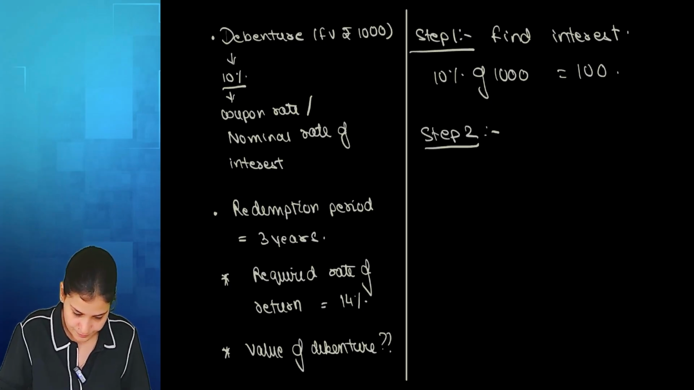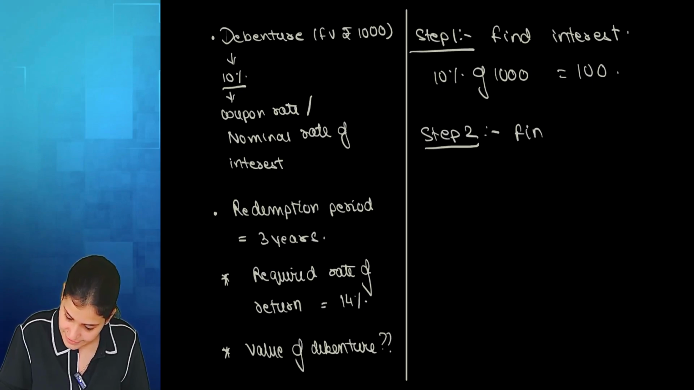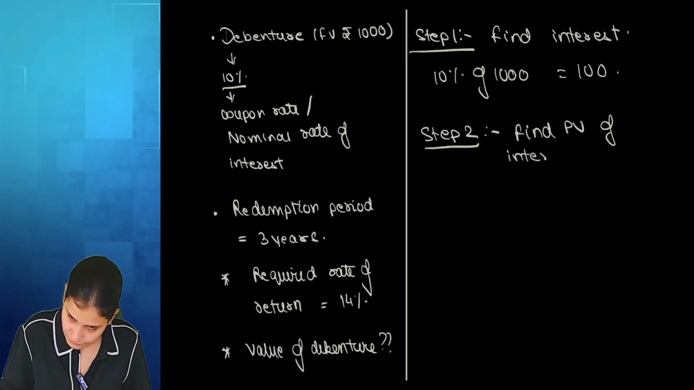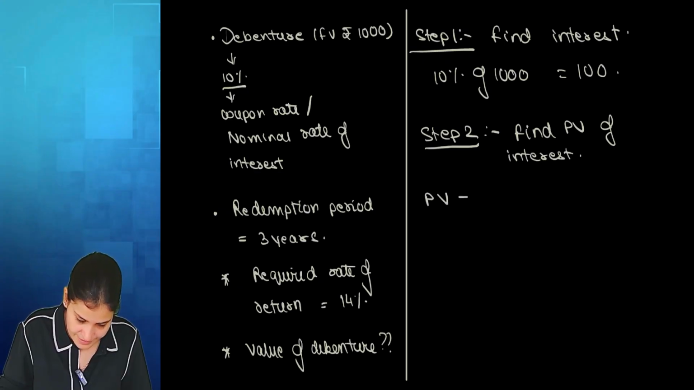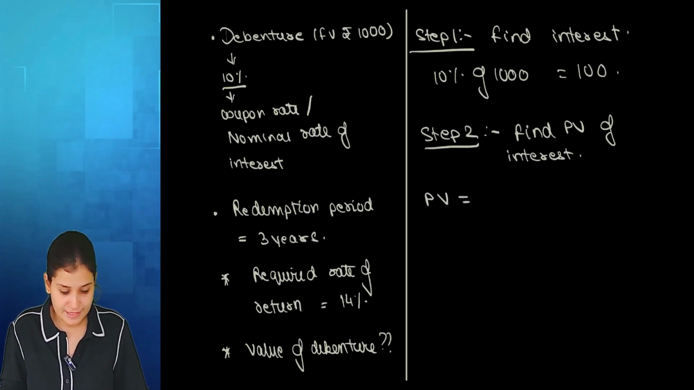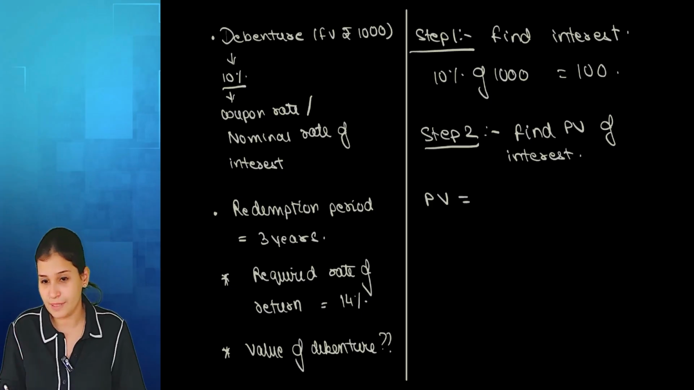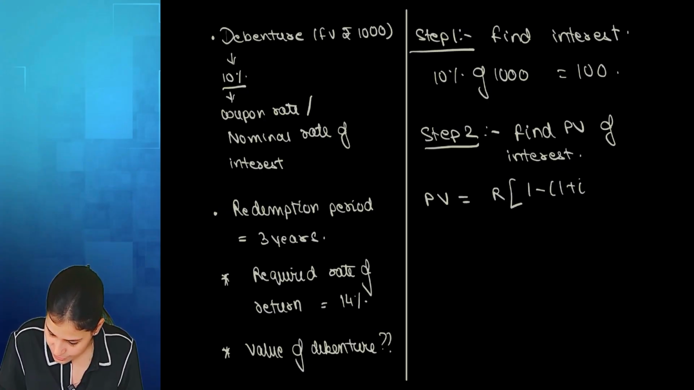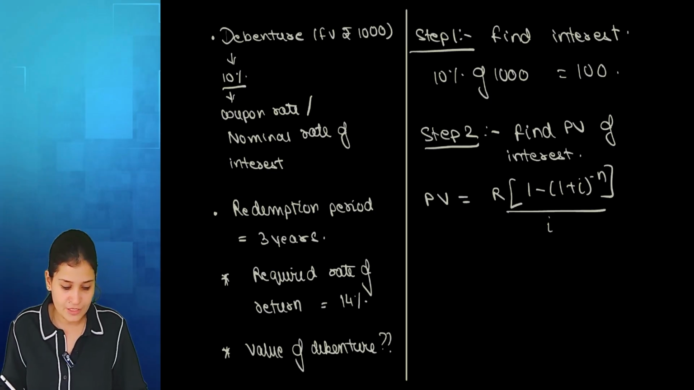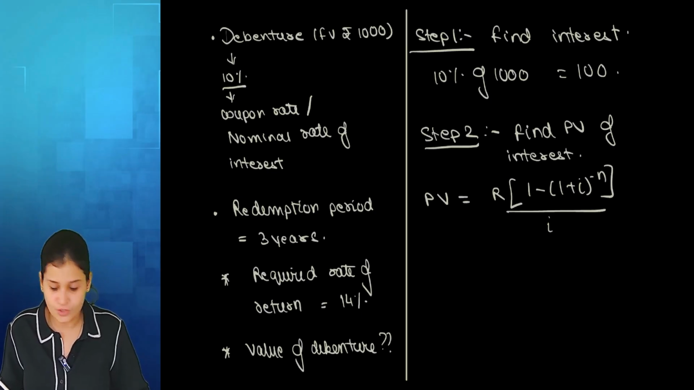Step 2. Find present value of interest. So present value formula. And now remember, what is the formula for present value? R times 1 minus (1 plus I) power minus n, divided by I, where I is the rate.